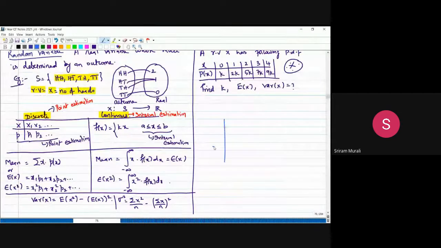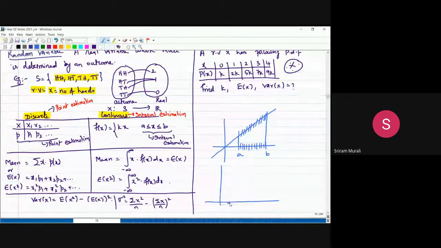For an example, this AB is a real line where f of x is kx. So the value is assigned here. So it can take any value in this range. So that is said to be continuous. But discrete means it will go like this. X1, it is P1. X2, it is P2. X3, it is P3. Something like point estimation. That is why I said this is point. Between these values, it doesn't have anything.